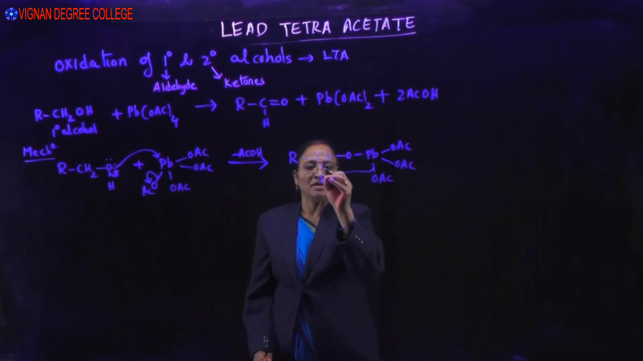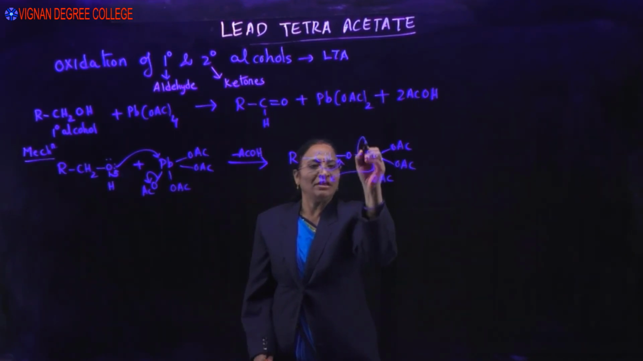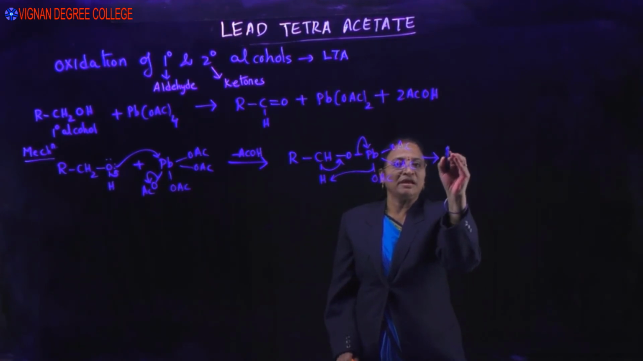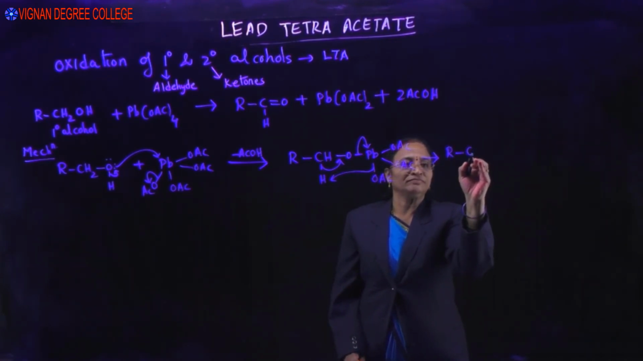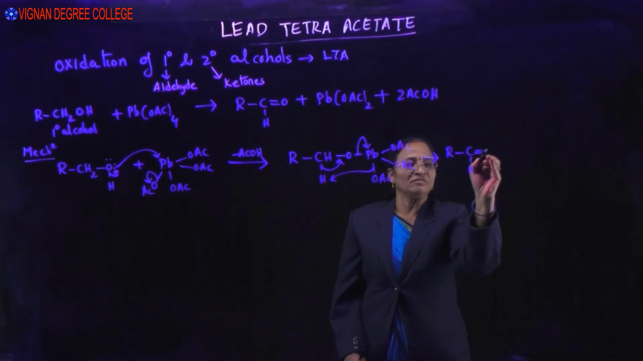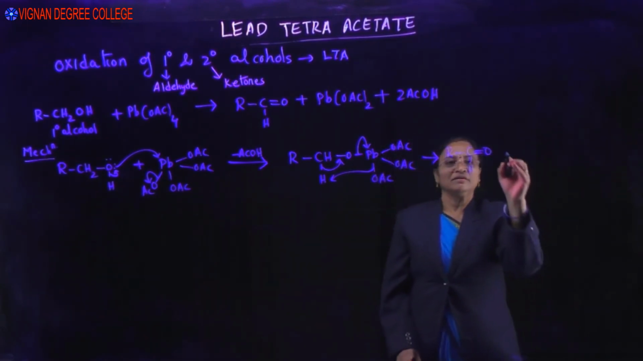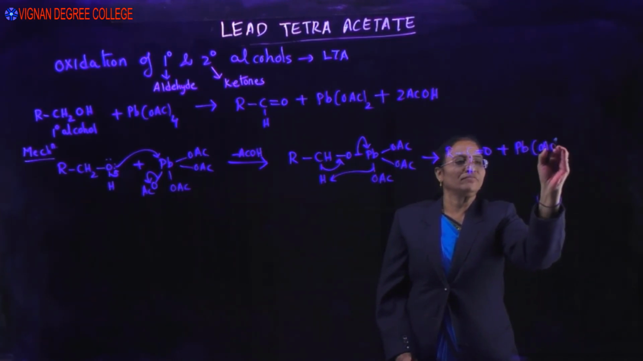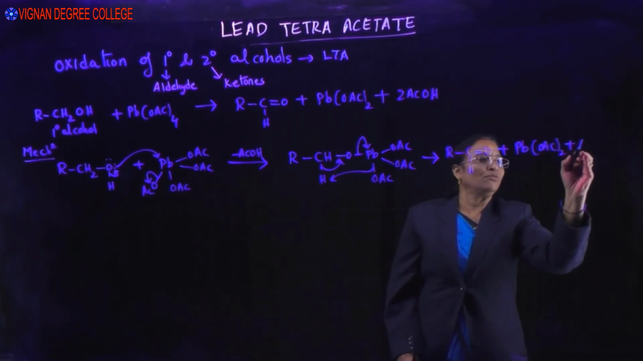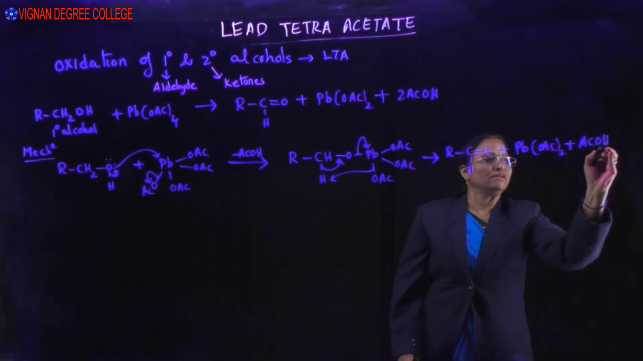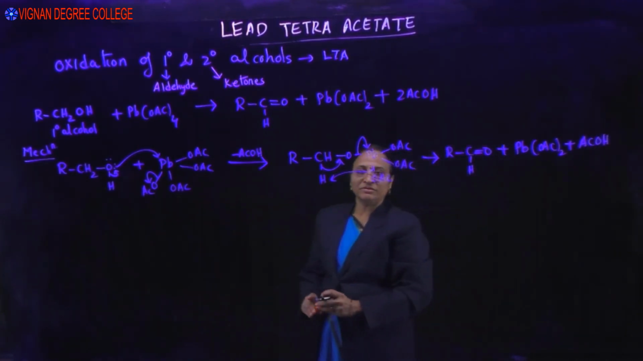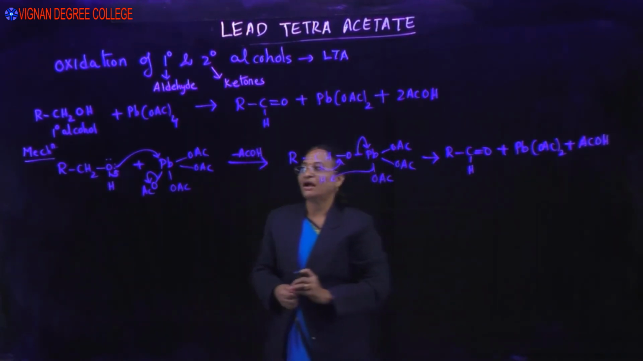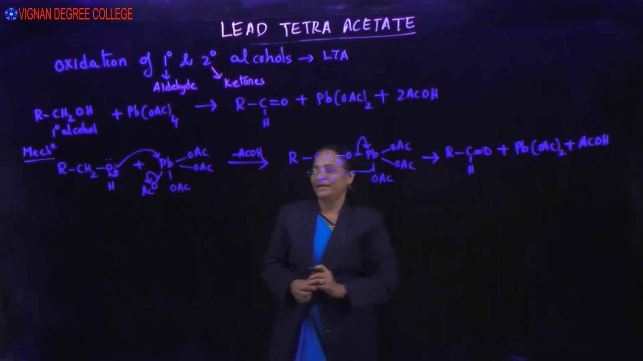Now this abstracts the hydrogen, eliminating lead diacetate, giving rise to an aldehyde as a product. So we get an aldehyde with the formation of lead diacetate and a molecule of acetic acid is eliminated. So in this way, a primary alcohol can be converted into an aldehyde by using lead tetraacetate.